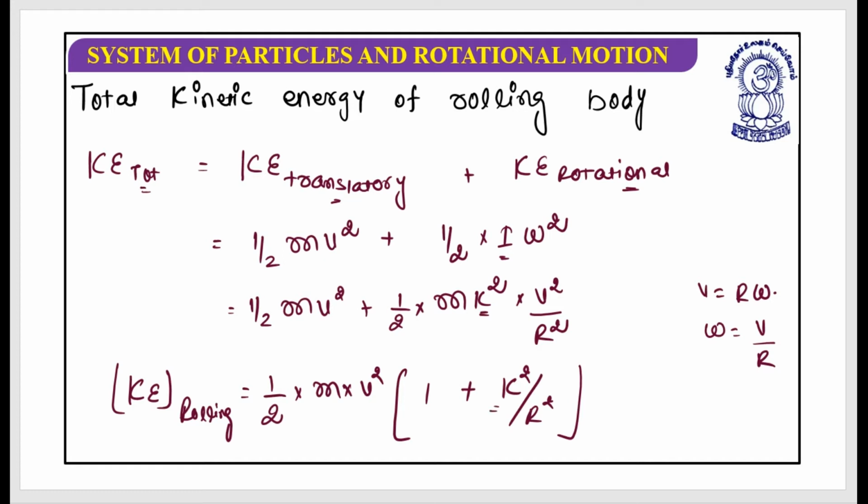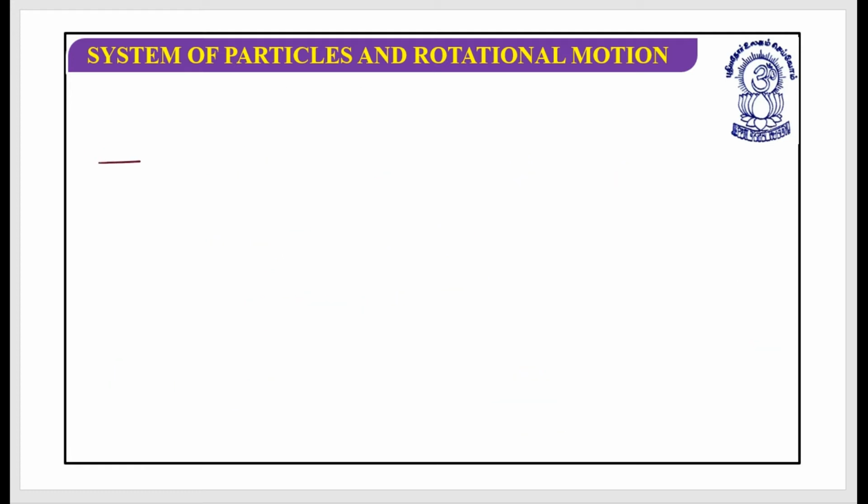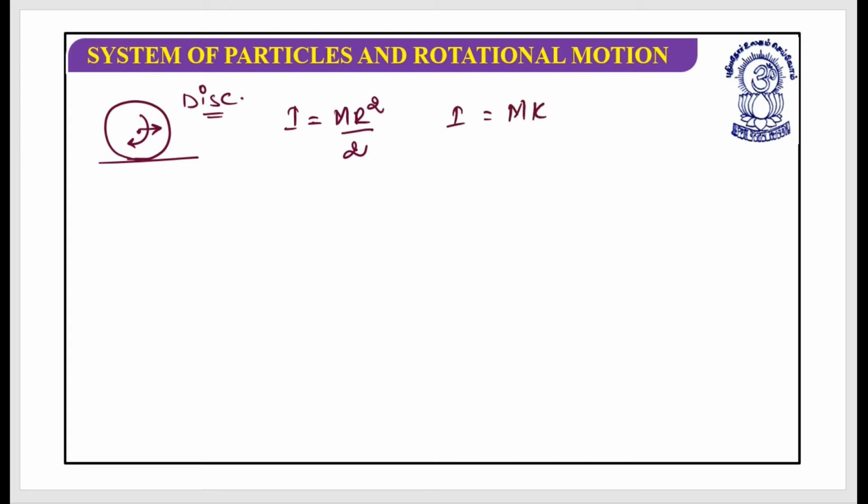Now what about k square by r square? Let's suppose it is the case of a circular disc. It is having translatory motion as well as rotational motion, something like this. So its moment of inertia is m r square by 2. I need to compare it with m k square. So for that, k square by r square should equal half. This is the case of the circular disc. Do you understand this?